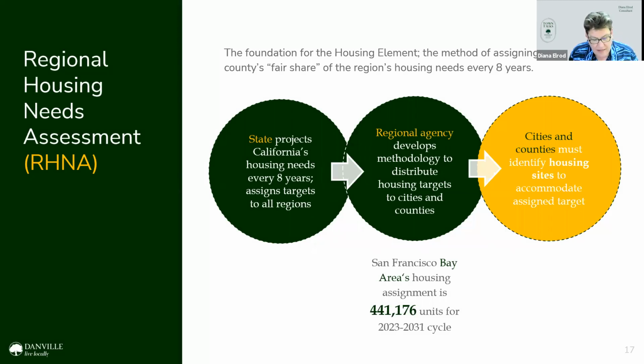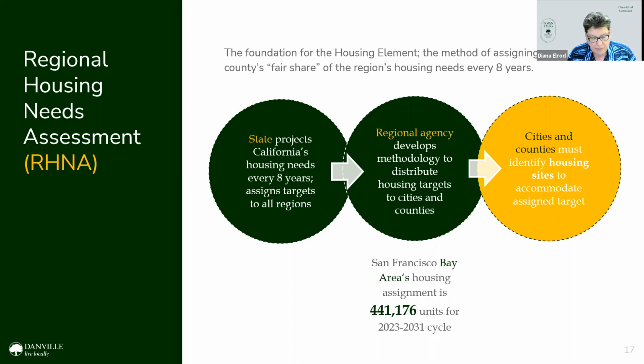Okay, so the foundation of the housing element is what's called the Regional Housing Needs Assessment, pronounced RHNA. It involves 3 levels of government. At the state, the role is to produce housing projections every 8 years. Each region gets a big number. So for example, here in the Bay Area, all 9 counties get a lump number. The state assigned the San Francisco Bay Area 441,176 units, which is more than twice the size of the last cycle of the housing element.